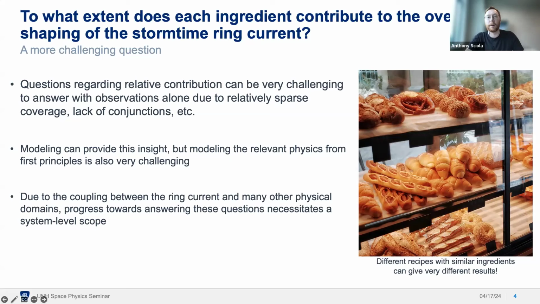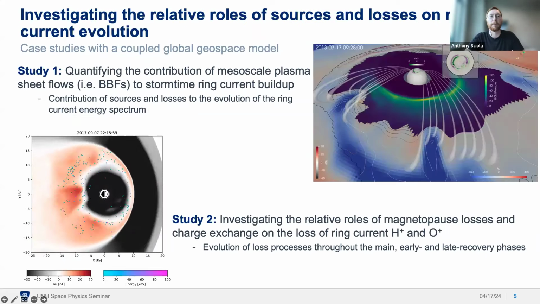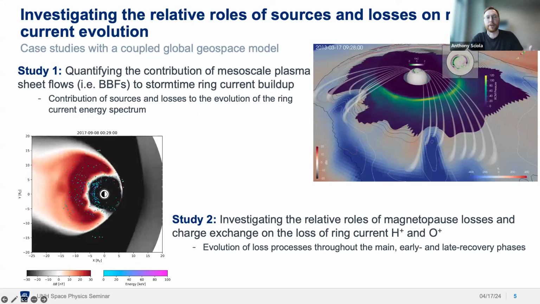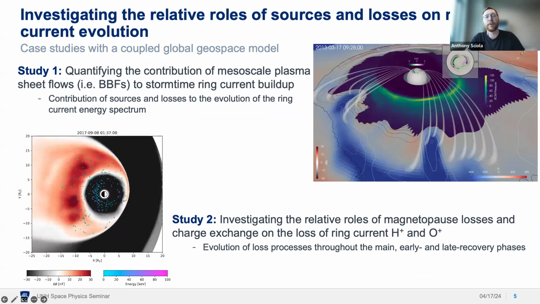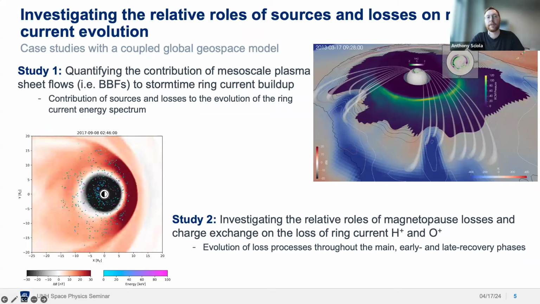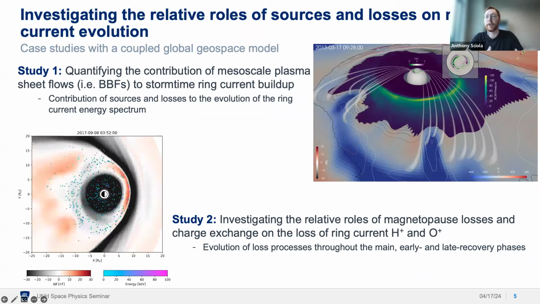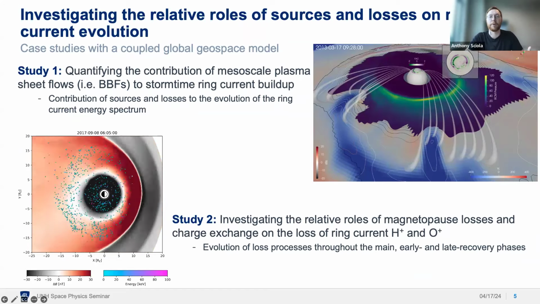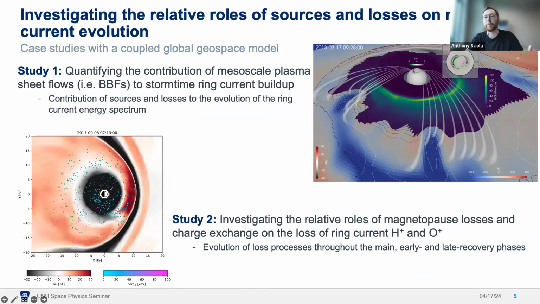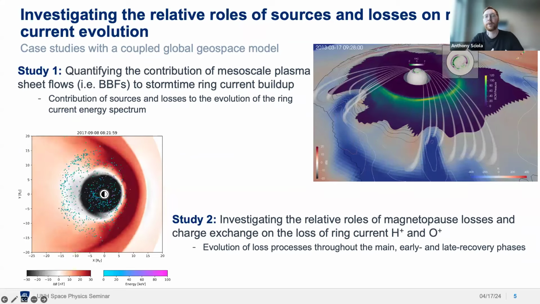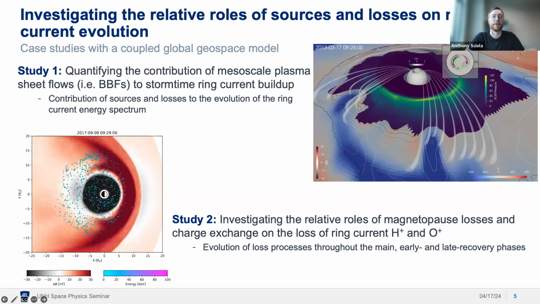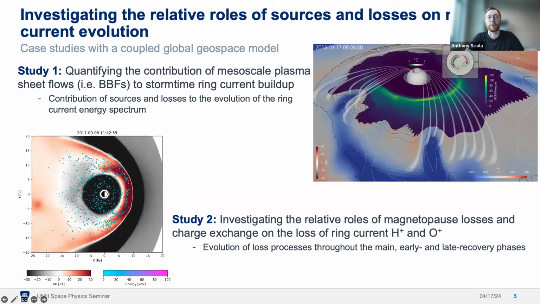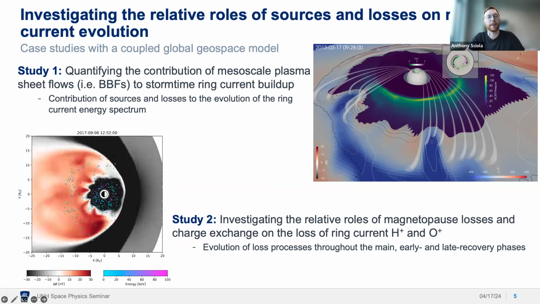And so what I am going to focus on today is doing a bit of that investigation into the relative roles of sources and losses on ring current evolution, via case studies using a couple of global geospace models. The two main topics we'll focus on are, first, quantifying the contribution of mesoscale plasma sheet flows, or BBFs, which we'll define in just a second, to storm time ring current buildup, and then also taking a look at how various sources and losses contribute to the evolution of the ring current energy spectrum in this simulation.